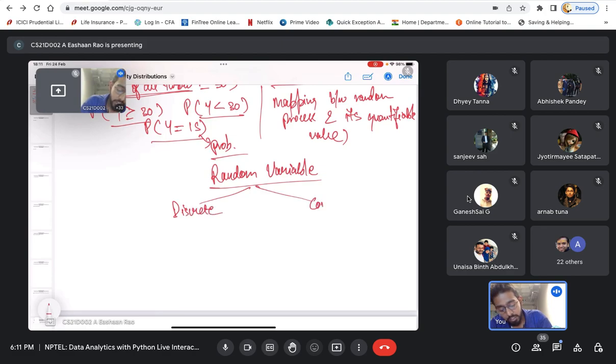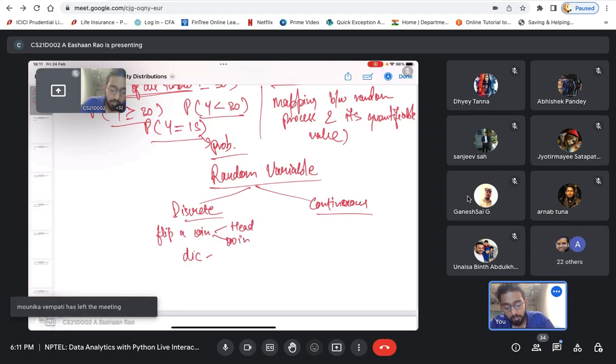and continuous. Now here many people get confused. Discrete is easy to understand, like flipping a coin. It will get only two values, either head or tail. So no in between, right? For a dice, when we say die, we usually talk about the upper face, whatever value we got on the upper face. So we will get 1, 2, 3, 4, 5, 6, something like that.